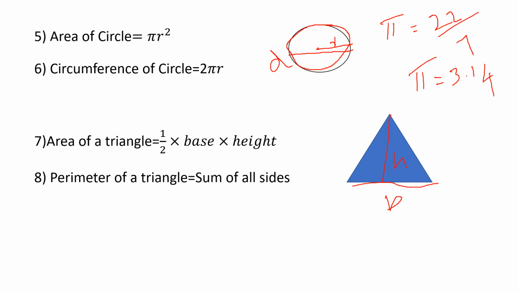Area of a triangle, what is the formula? Half into base into height. What is the area of a triangle? Half into base into height. So for the perimeter of a triangle, there is no particular formula, but adding all the sides is equal to the perimeter of a triangle. Perimeter means the boundary, the surrounding area, right? So this side plus this side plus this side is the perimeter. So, sum of all sides.